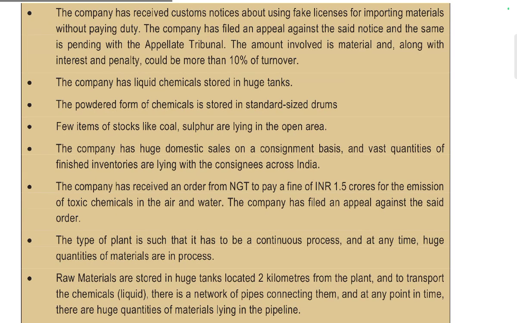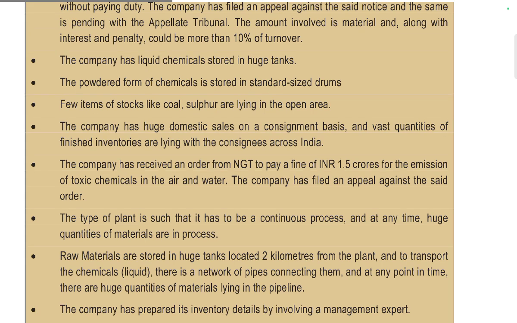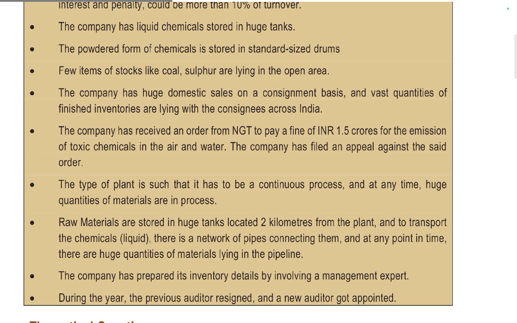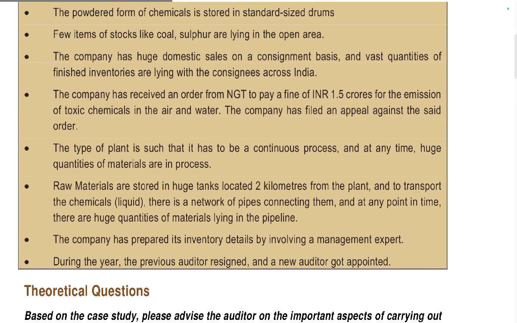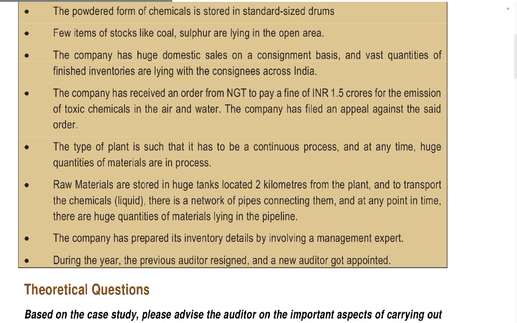The company has liquid chemicals stored in huge tanks. Powdered chemicals are stored in drums in the store. A few items in bulk, like coal and sulfur, are lying in the open area. The company has huge domestic sales on a consignment basis, and a vast quantity of finished inventory lies with consignees across India. The company has received an NGT order to pay a fine of 1.5 crores for emission of toxic chemicals in air and water. The company has filed an appeal against the order.